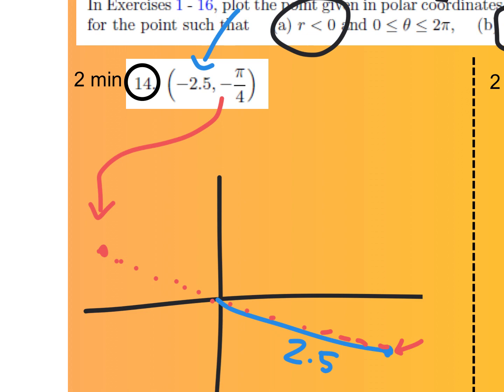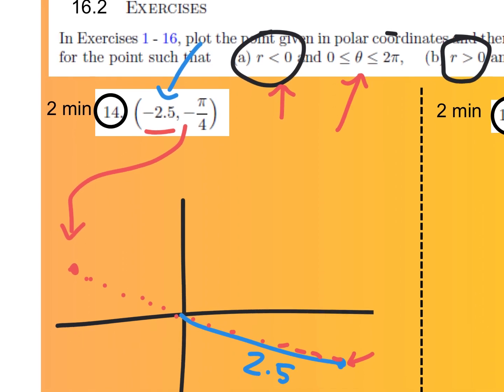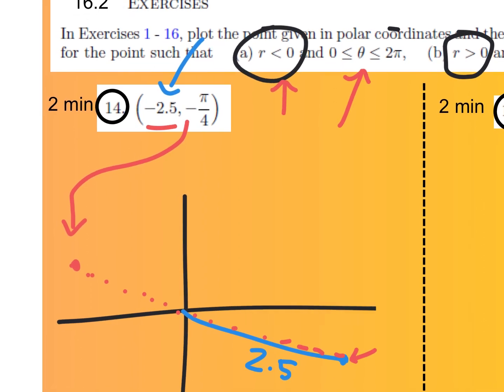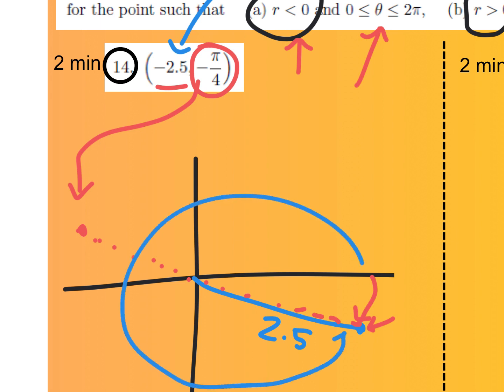Now, they want us to give a few more names for it. One where r is less than 0, which we already have. And the angle's between 0 and 2 pi. That means positive. See, that's above 0, right? So, is there a way to change this angle right there, negative pi over 4, into a different angle that would have been positive? Yeah. You just got to go this way. And that would be a whole bunch of pi over 4s. Could you believe 7 pi over 4?